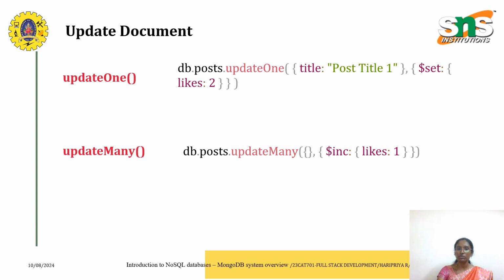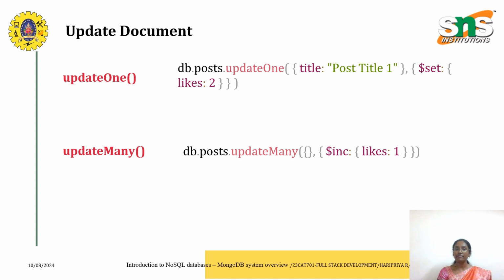So db.post.update1. So later, for the title, I will give the post title one. Which document do I want to change? Post title one. So dollar symbol set likes 2. So I will put it in the set documents. Which field you have to change, update it in my entity. So you have to use the set method.